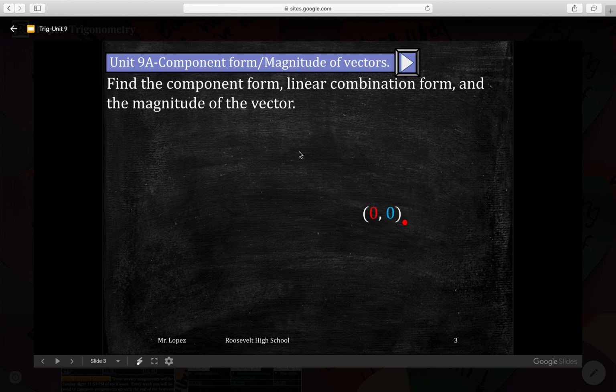So on a two-dimensional surface, this would be the initial point at 0, 0, and then it would have a terminal point, and let's say it's 3, 4. So the ray actually goes from 0, 0 to 3, 4, and so there's the ray. What we want to do is find the components, the x component and the y component of this vector. And how do we do that?